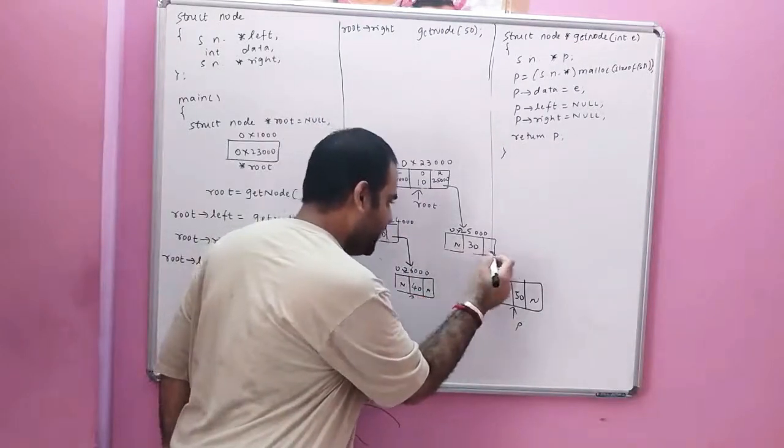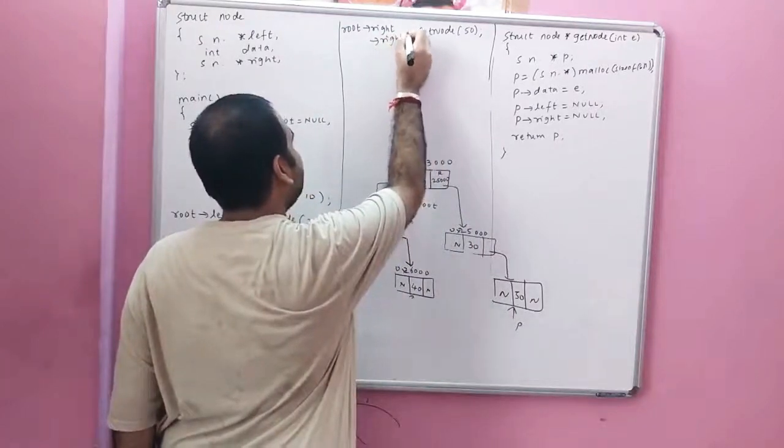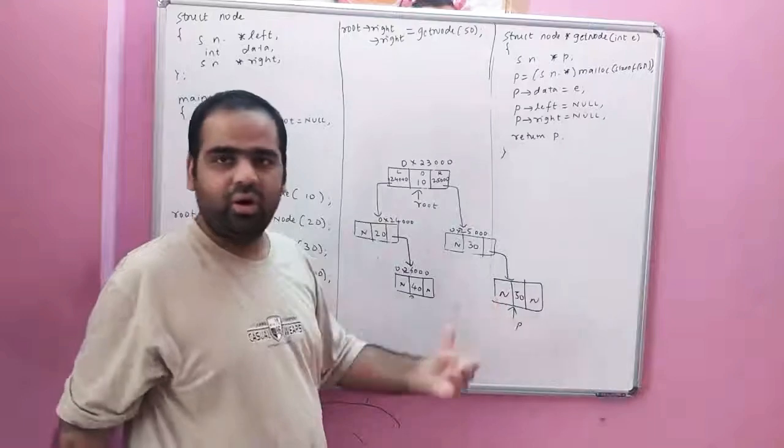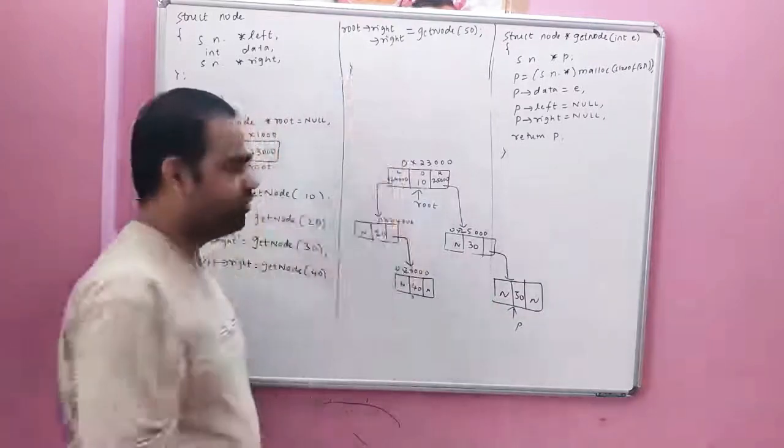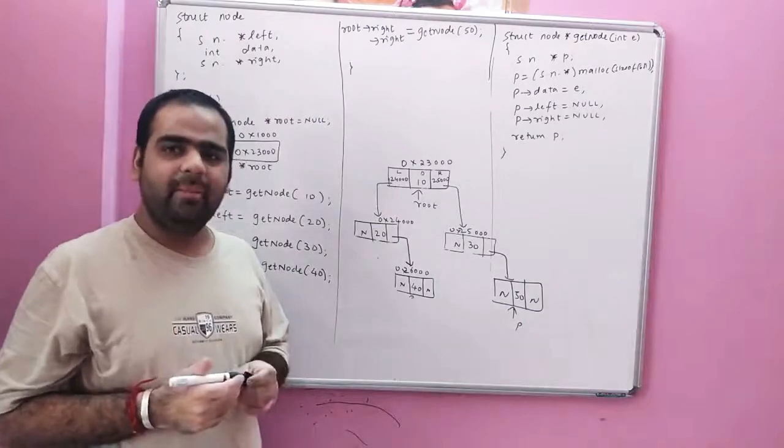I am interested in the right pointer. Therefore, again I have to say over here, arrow right is equal to get node of 50. This is how the nodes will be created, and this is a simple demonstration program of the binary tree.